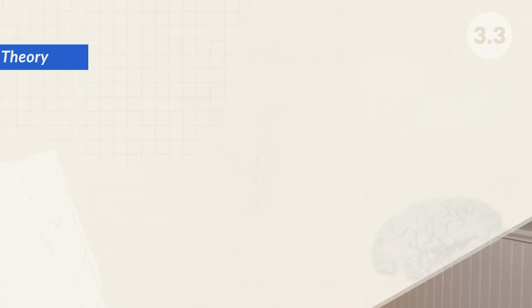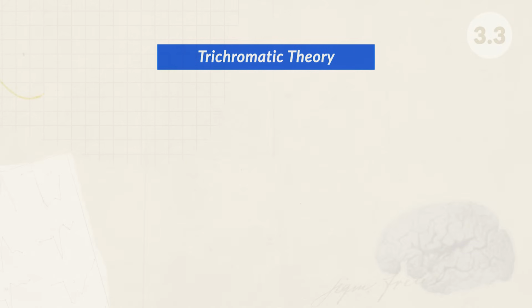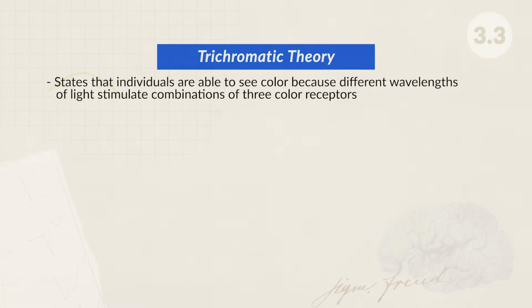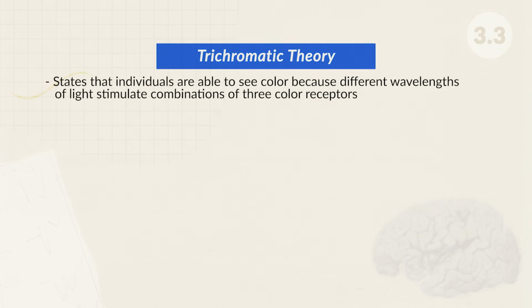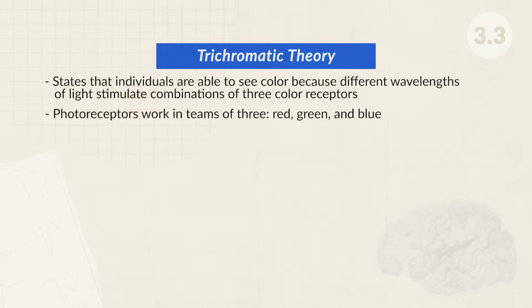If we move our conversation into the wonderful world of colors, we can see the two-stage theory, which tries to explain how we perceive color. The first part of the theory is the trichromatic theory, which states that individuals are able to see color because of different wavelengths of light that stimulate the combinations of three different color receptors. Photoreceptors work in teams of three: red, green, and blue.